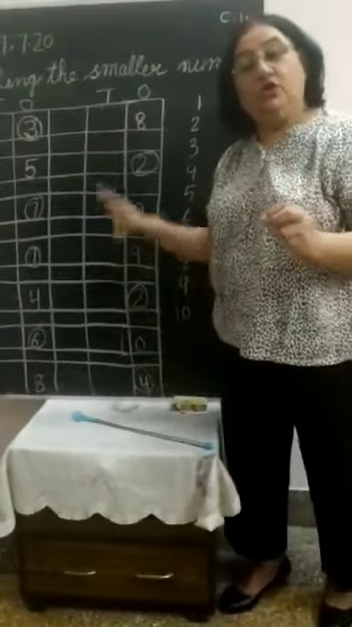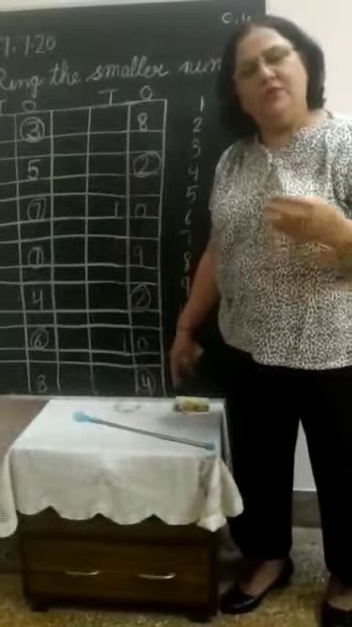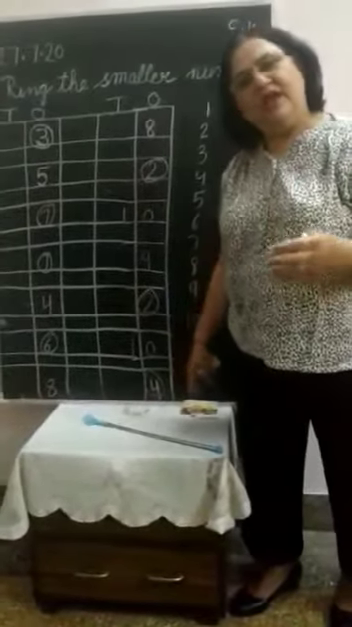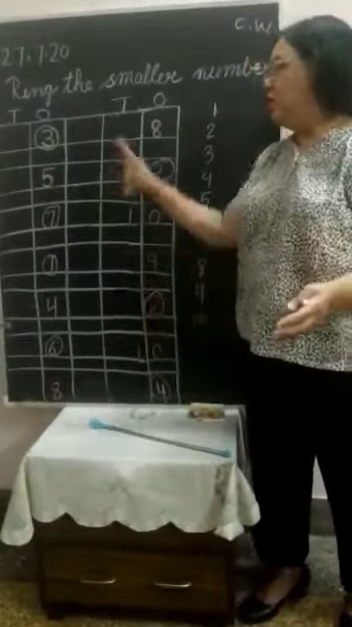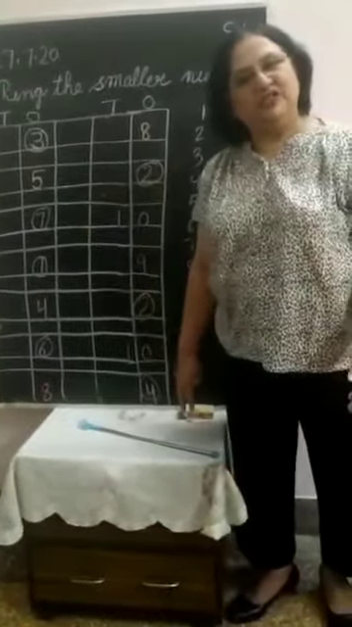Okay, fine. Do this practice. 1 time, 2 time, 3 time. Then you will confirm how to find out smaller number. Do this work in your maths notebook.